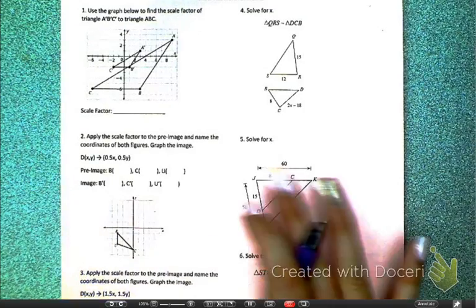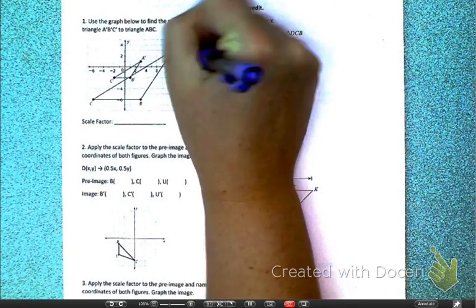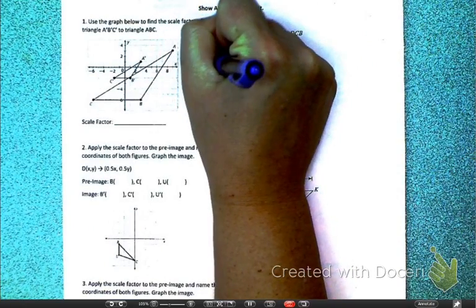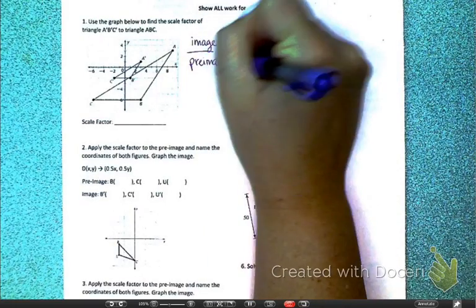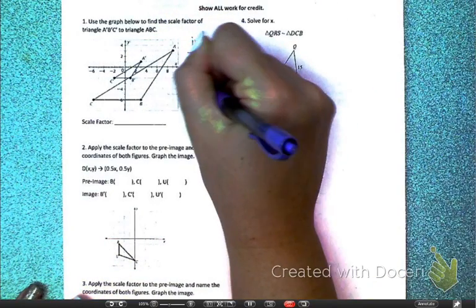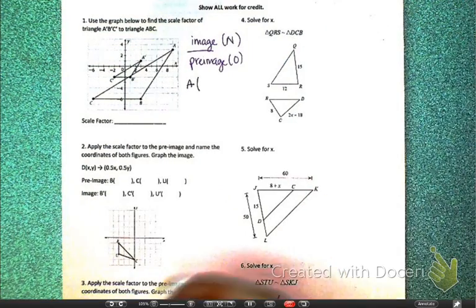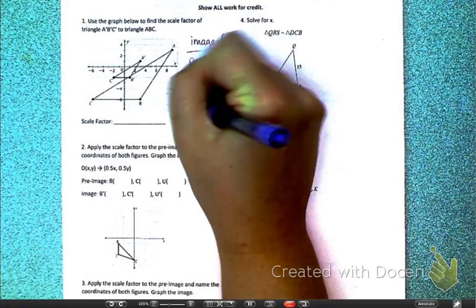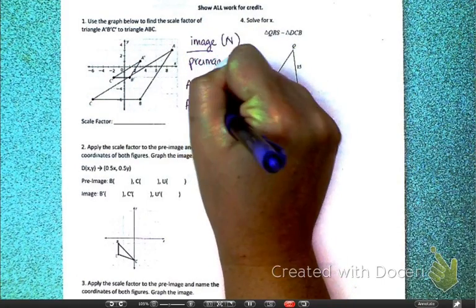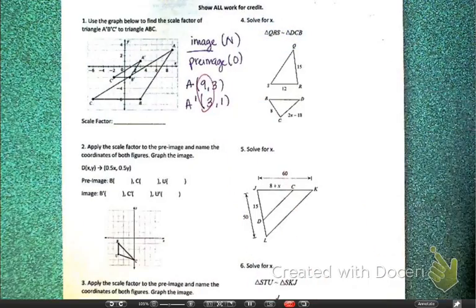Number 1, you are looking for scale factor. Remember, scale factor is image over pre-image, which is the new over the old. Okay? Now, you have a lot of options here. We have typically chosen just the A coordinate. We picked one of the coordinates. So A, for instance, is 9, 3, and A prime is 3, 1. Okay, so A and A prime, we're choosing one of the coordinates. Then you're choosing either the X or the Y. So we've been choosing the X just because it's the first one that it comes across.